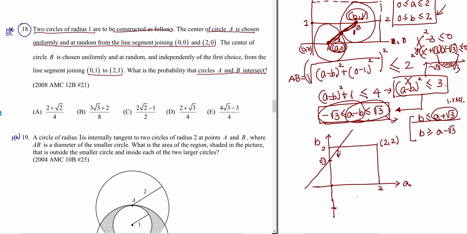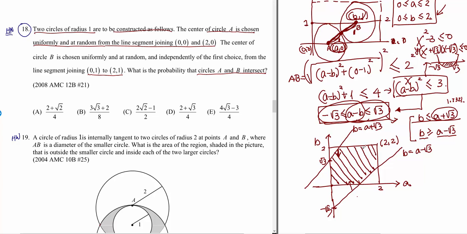The other graph is B is greater than or equal to A minus square root 3. This is negative square root 3, okay? When you make the line this way, this is B equals A minus square root 3. This is B equals A plus square root 3. This is less than this graph, and this is greater than this graph. So we're going to choose A and B in this area, okay?